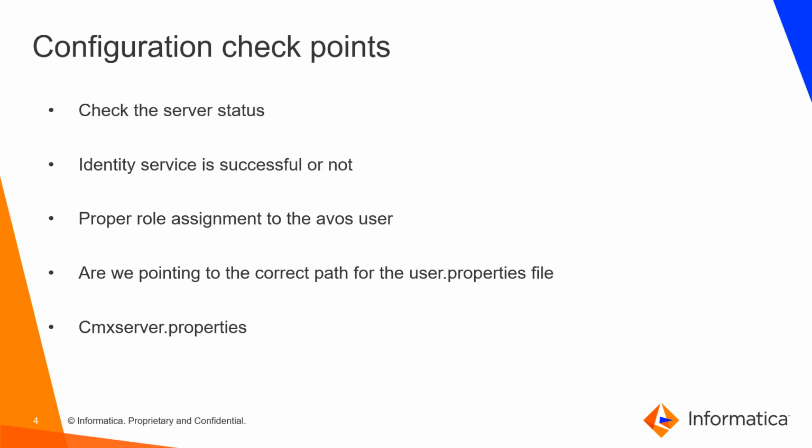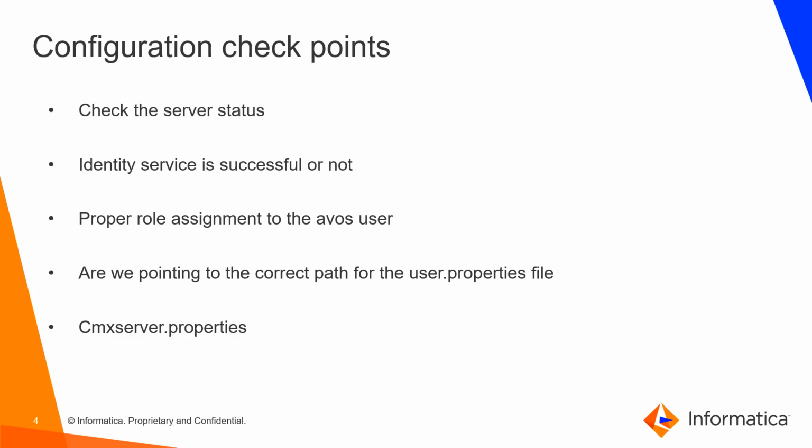So what configurations do we need to check when you face an issue, or when the setup was working and you suddenly face some issues? First, go to ActiveVOS and check the server status. It should be up and running. Then you can go to the ActiveVOS console and check the identity services where you have configured the user, and that user test should be successful. Then you can go to the ActiveVOS users and see if a proper role is assigned to it. Most probably, there are users in ActiveVOS which are not getting picked up properly from the app server side, so you can check that the path is correct or not.